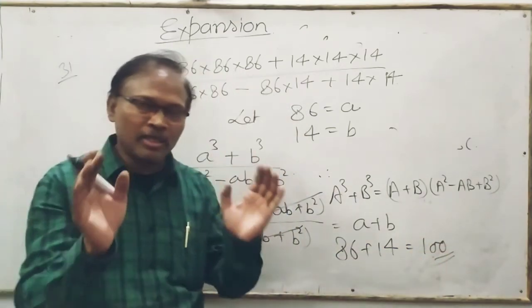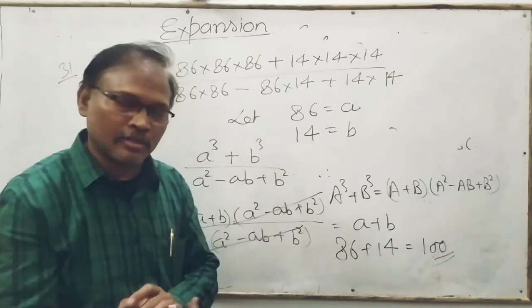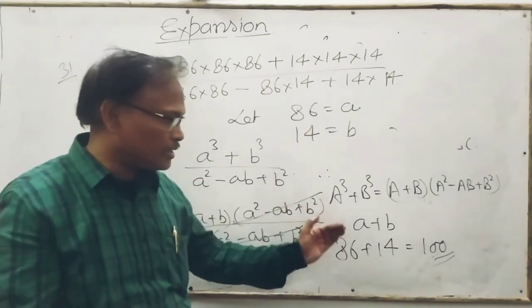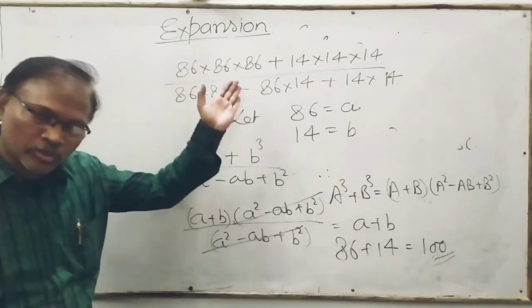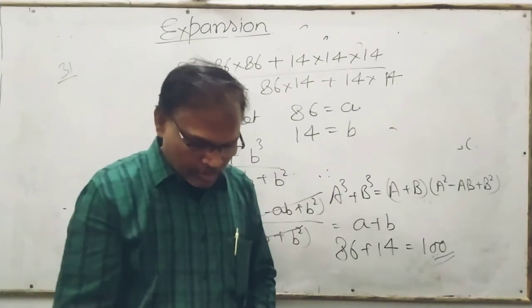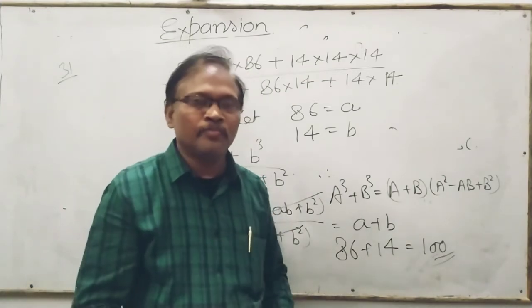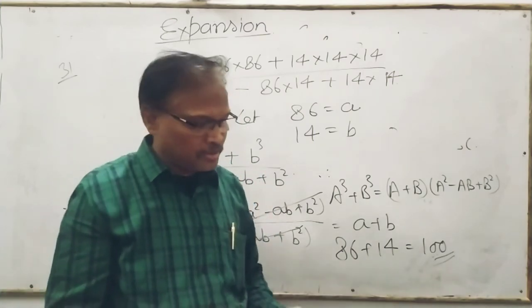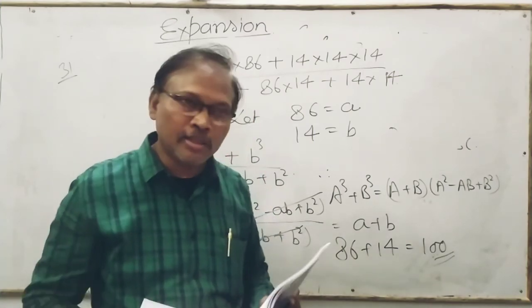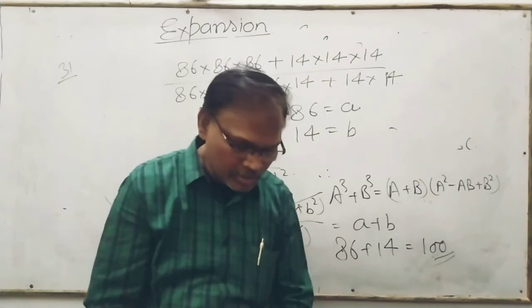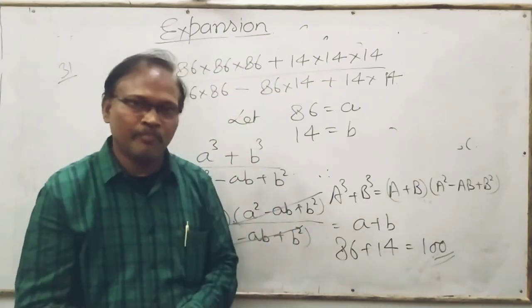Means the multiplication that was giving such a big complicated answer, you will get easily as 100 if you know the identity. So all of you, my dear students, you have to do the remaining questions, all questions in serial in your copy. Then you can understand well.